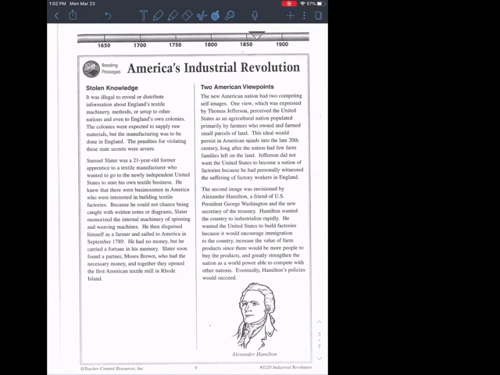Okay, so now we're on to part 2, America's Industrial Revolution. So we're going to start with stolen knowledge. Dun, dun, dun. All right, stolen knowledge.